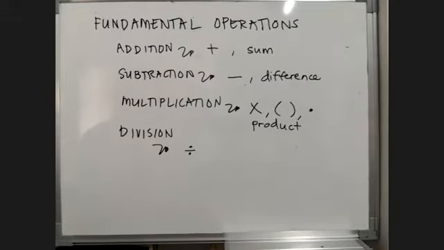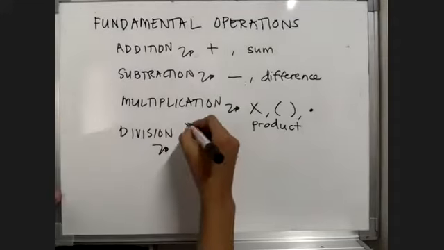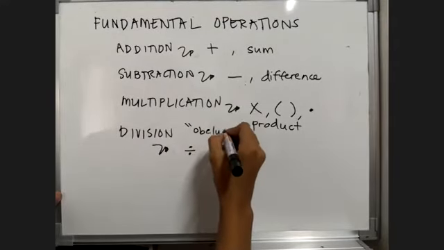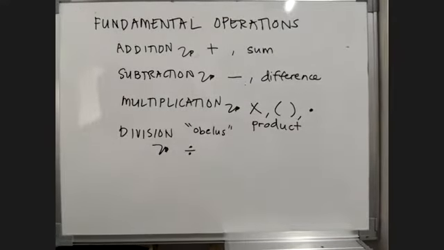4, 3, 2, 1. Quotient po, quotient. 0. Walang tumama. So, ang tawag dito is obelus. Obelus. Sabi ko sa inyo, obelus. So, yung obelus, it is the symbol for division. Okay, so yun yung tawag sa kanya.